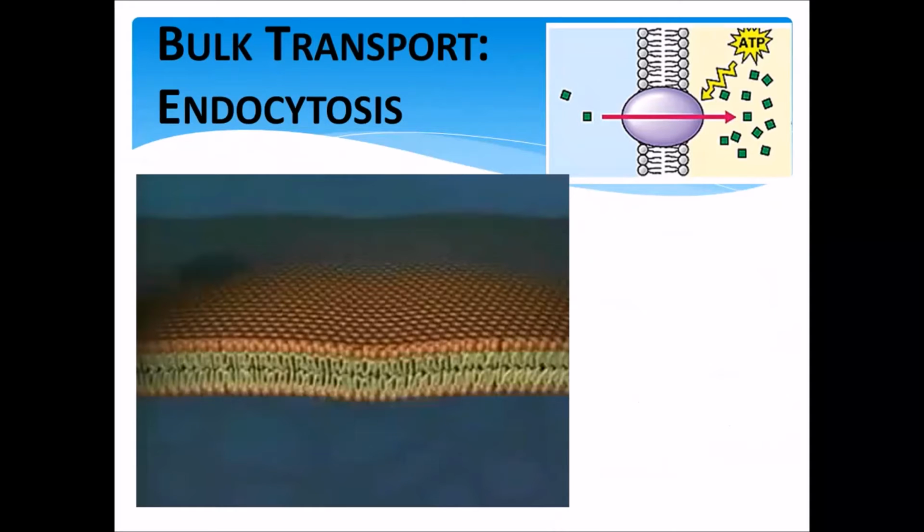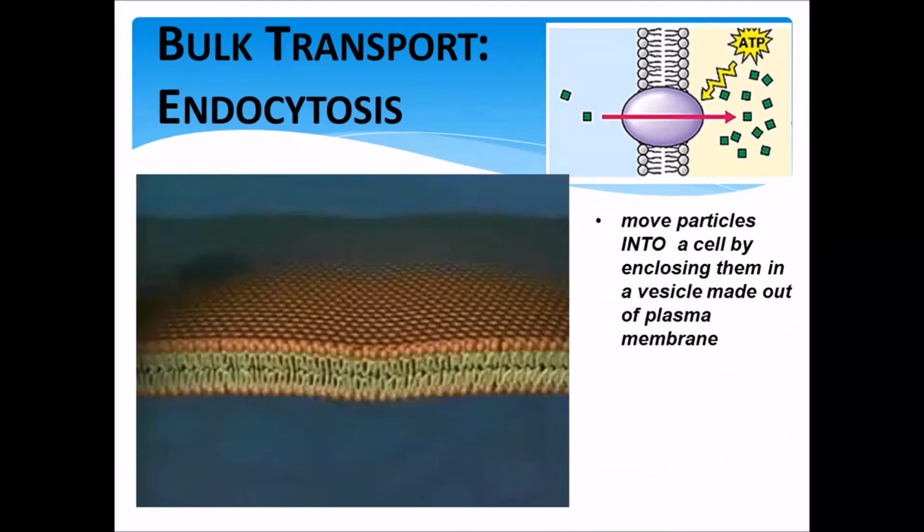Endocytosis is a general term for the various types of active transport that move particles into a cell by enclosing them in a vesicle made out of plasma membrane. There are variations of endocytosis, but all follow the same basic process. First, the plasma membrane of the cell invaginates or folds inward, forming a pocket around the target particle or particles. The pocket then pinches off with the help of specialized proteins, leaving the particle trapped in a newly created vesicle or vacuole inside the cell.